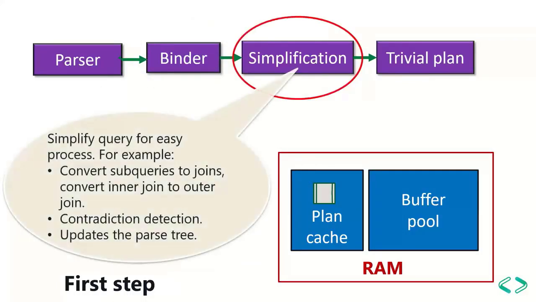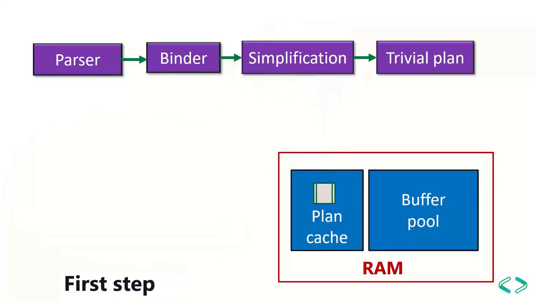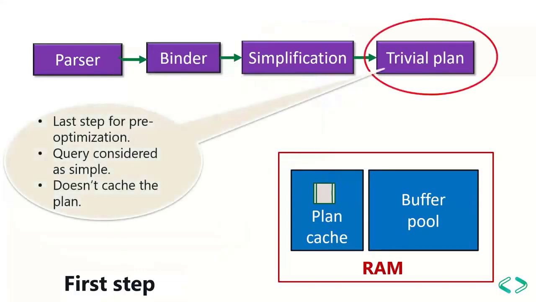As the name itself says, simplification will simplify the query. For example, if you have a select statement with a subquery in it, the simplification component will convert that subquery into a simple join. Contradiction detection also happens at this phase. For example, if you have a foreign key contradiction, those kinds of things are checked here. With all this information, the parse tree inside the plan cache is once again updated, and then our query will be sent to the trivial plan component.